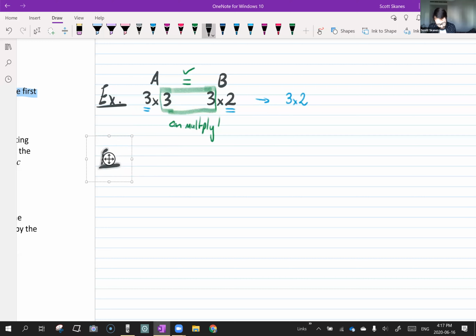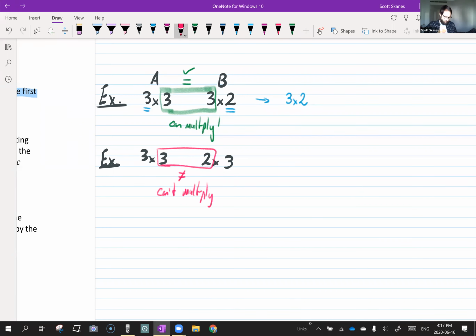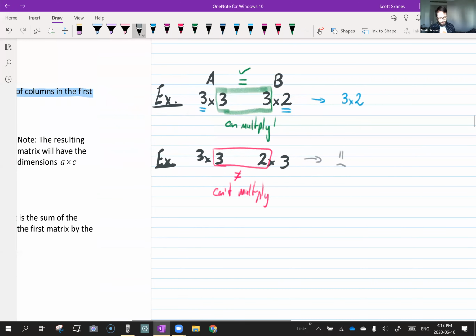What if we had a 3 by 3 again, but then we multiply it by a 2 by 3? Well, once again, you would look and say, hey, are these equal or not? They're actually not equal, which means we can't multiply. So there is no answer. You can't even start because you can't multiply them to begin with. Normally the matrices I give you will be able to be multiplied, but I'm going to do that check before I start every time.